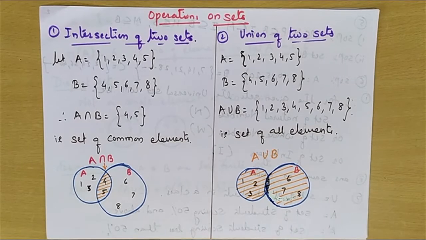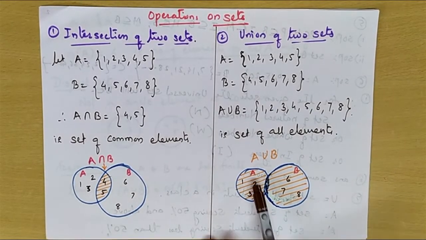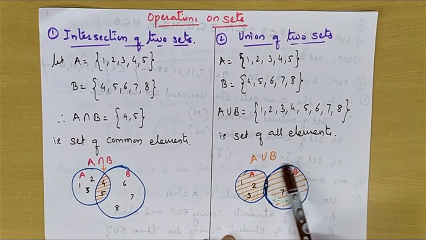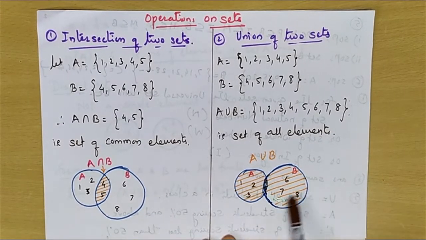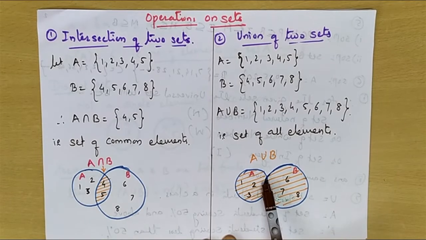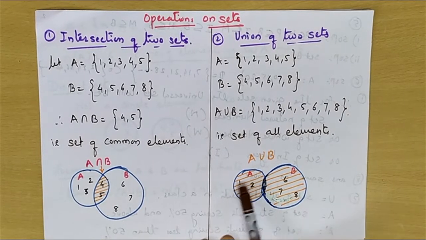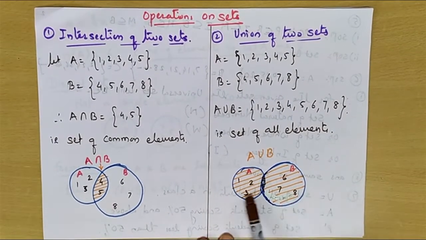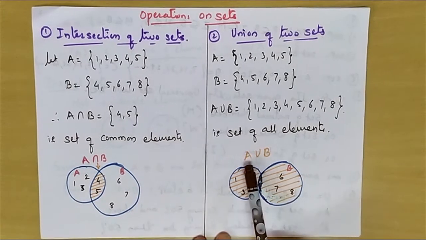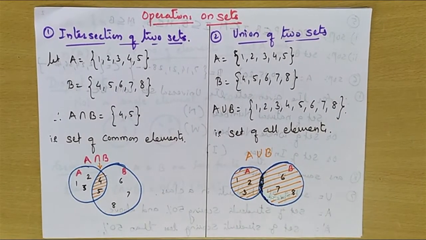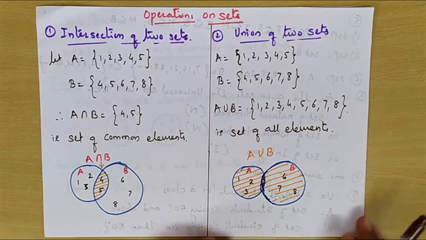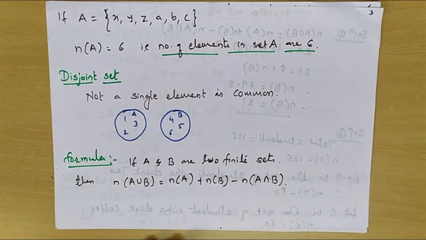So if you want to represent this with the help of a Venn diagram, again set A is written, set B is written, and this common area is the area of A intersection B, and this whole set which is represented by orange color is the area of A union B. So this represents the set of all elements. Let us see the next concept.